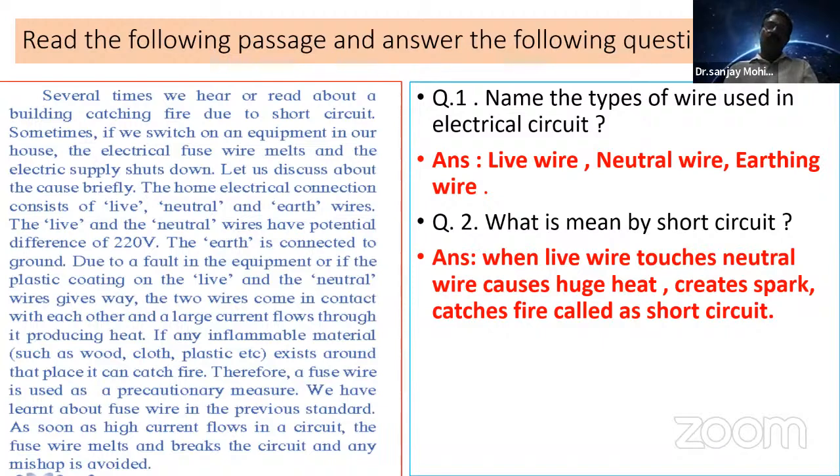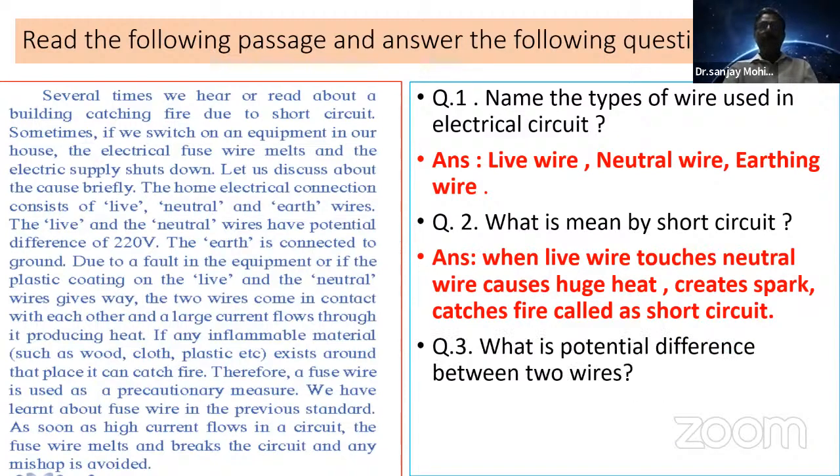So what is meant by short circuit? When the live wire touches the neutral wire, it causes huge heat, and due to that it catches fire. That is the definition of short circuit. Now the next question on the passage may be: what is the potential difference between the two wires? The two wires may be the live and neutral wires, and the answer is 220 volt.